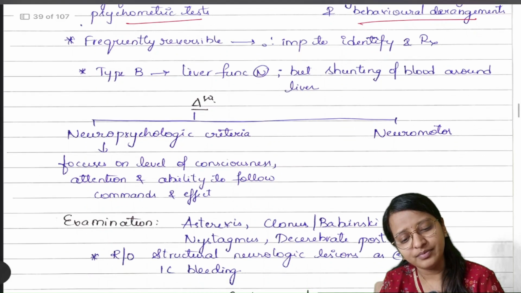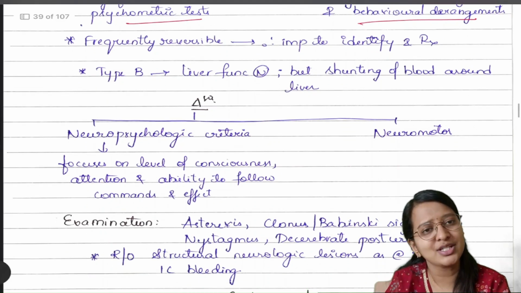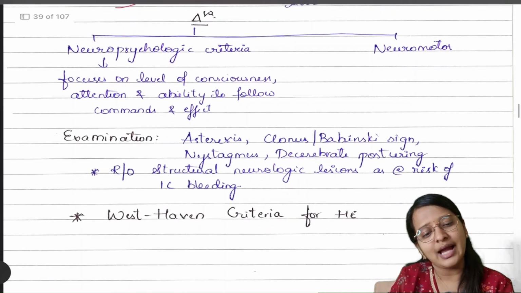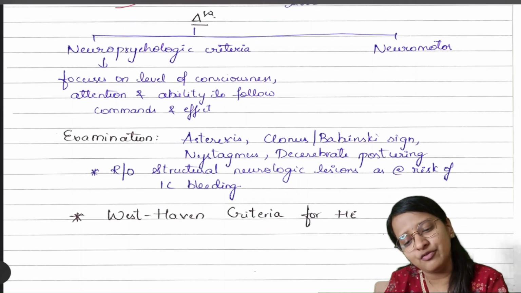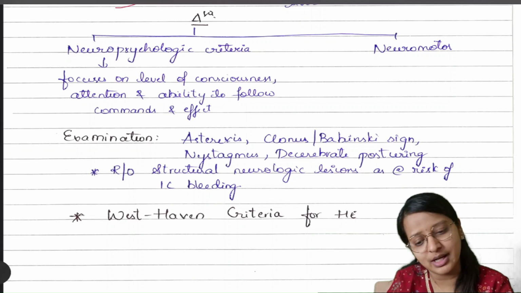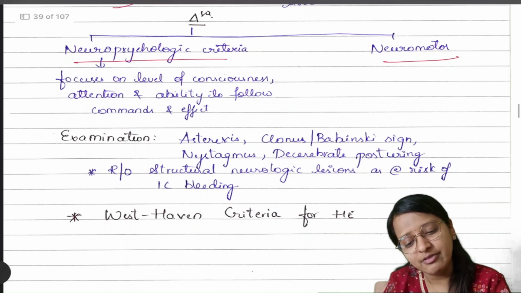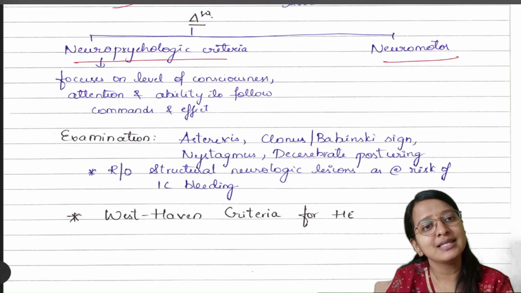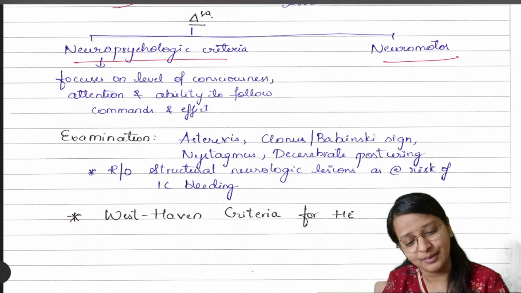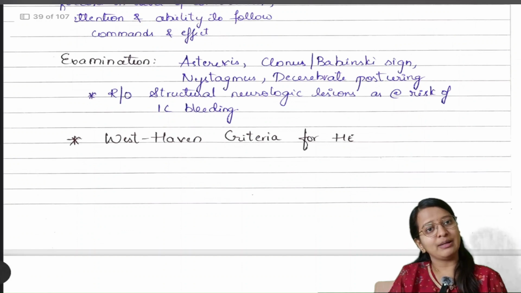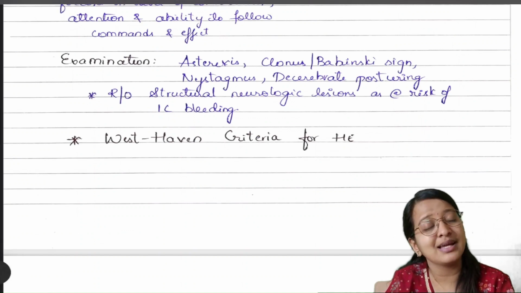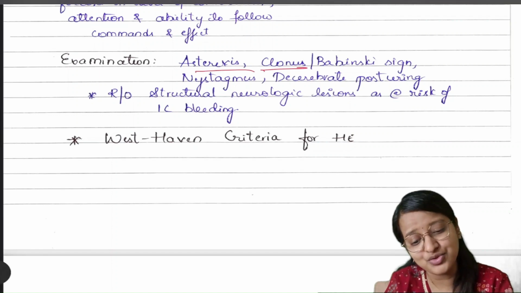Okay. Type B, we have already learned that the liver function is normal. There will be bypass or shunts. So the diagnosis might be by neurophysiological criteria or neuromotor criteria. Here we focus on the level of consciousness, the attention, and whether he is able to follow your commands or not. On examination, what we'll be seeing is if there is clonus, asterixis, Babinski sign, nystagmus, decerebrate posturing and all.